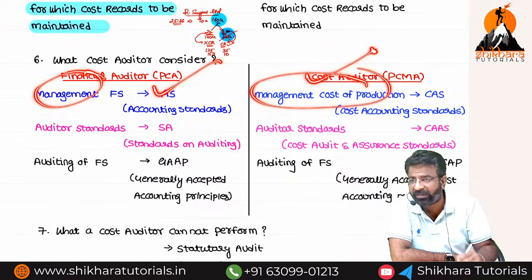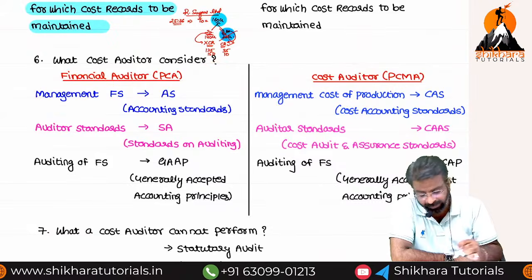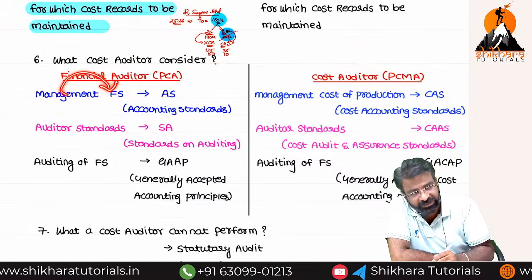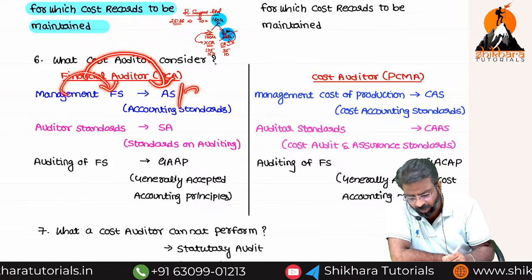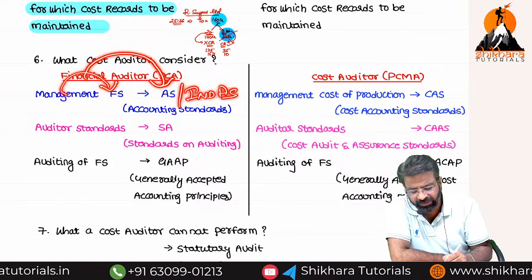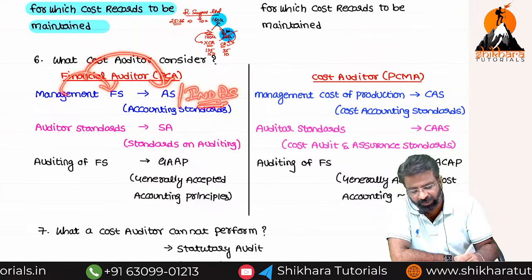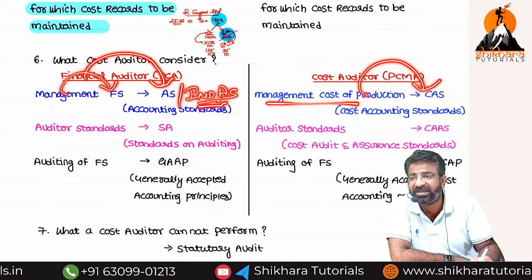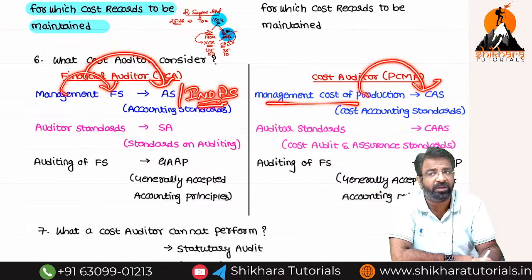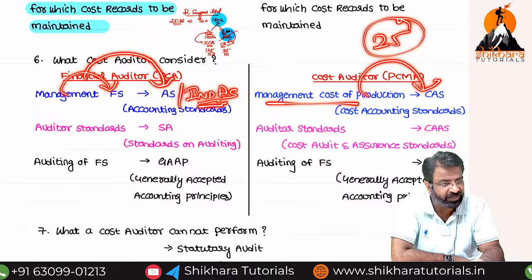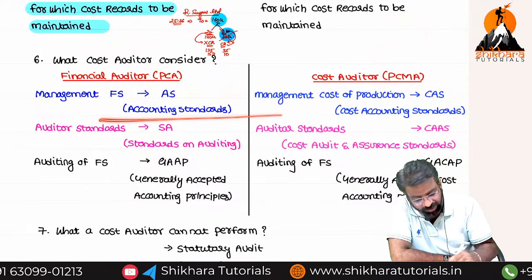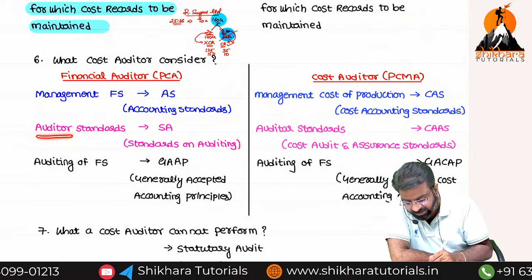Let's do it in a comparison way. Management prepares financial statements as per Ind AS, or you can also call them Indian Accounting Standards. What about the cost statement? They are prepared as per CAS. What is CAS? Cost Accounting Standards. How many do we have? 25. The 25th has been recently added. So up to this point you understood? Now comes the turn of the auditor.